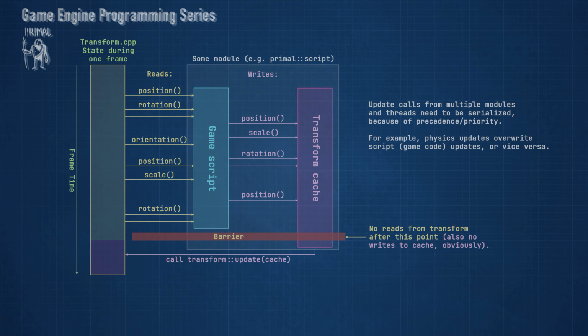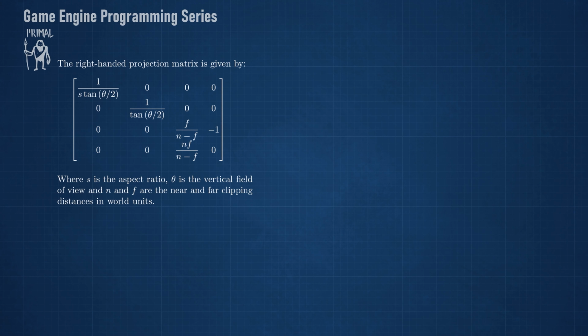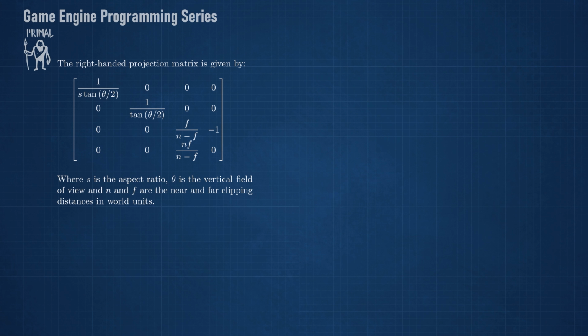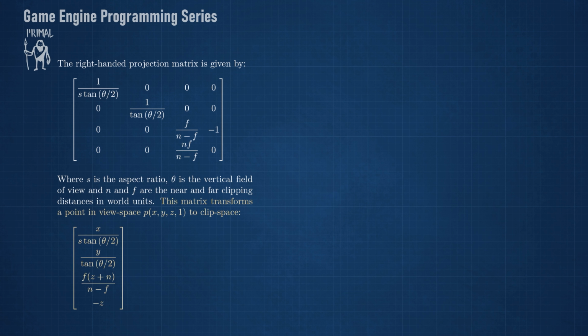Let me explain the problem with depth precision first. Starting with a refresher of the projection matrix, which I discussed in more detail in this video. Given any point in view space, which is a space relative to the camera's coordinate system, with the camera at the origin, the projection matrix will map that point to homogeneous clip space.